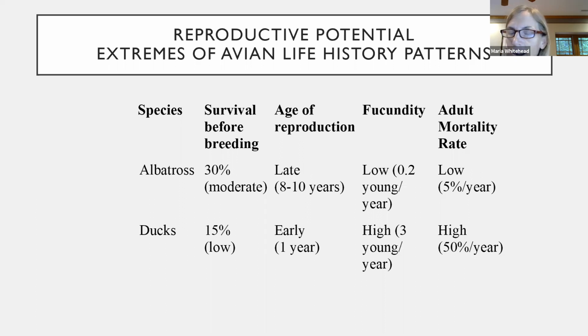And you can compare those for albatross. Wandering albatross start breeding at 8 to 11 years of age and produce one chick every 2 years, but for up to 50 years. In contrast, we see ducks breeding much earlier and producing more young per year, but living a shorter amount of time.